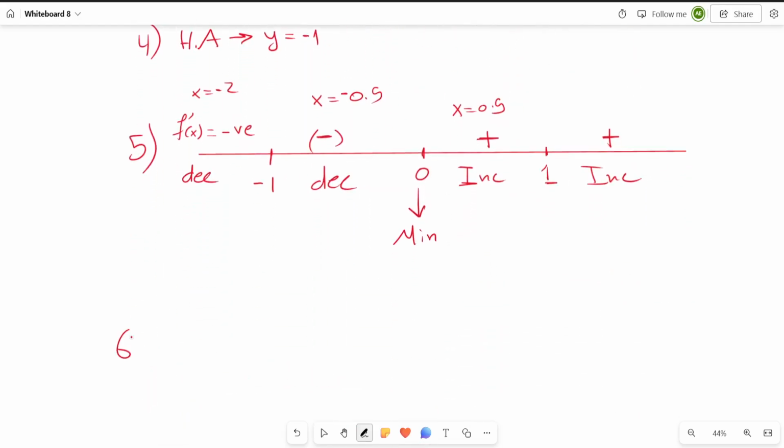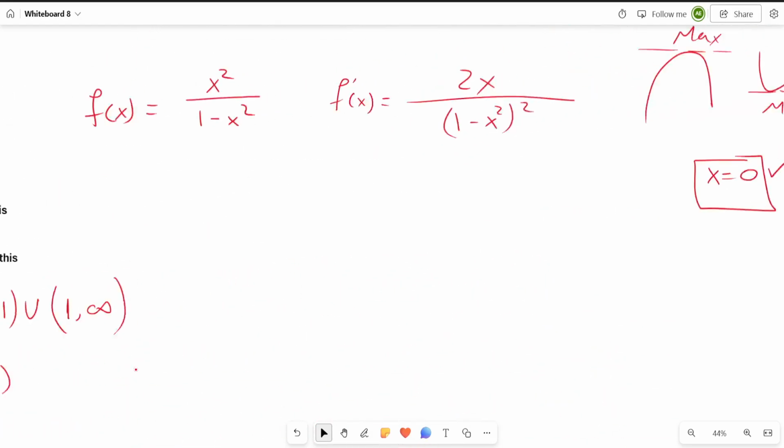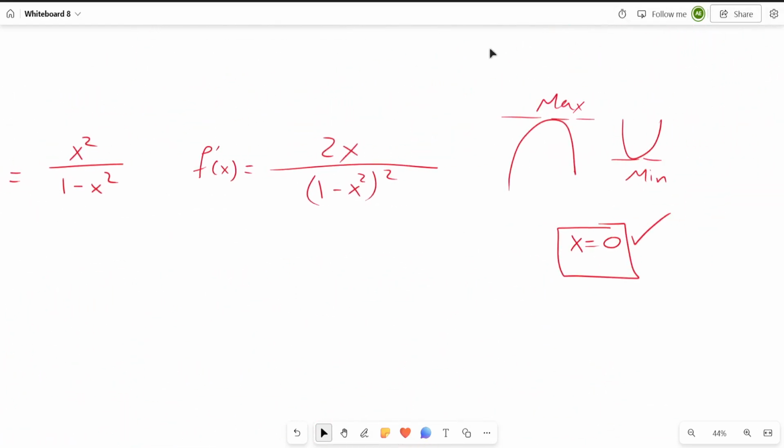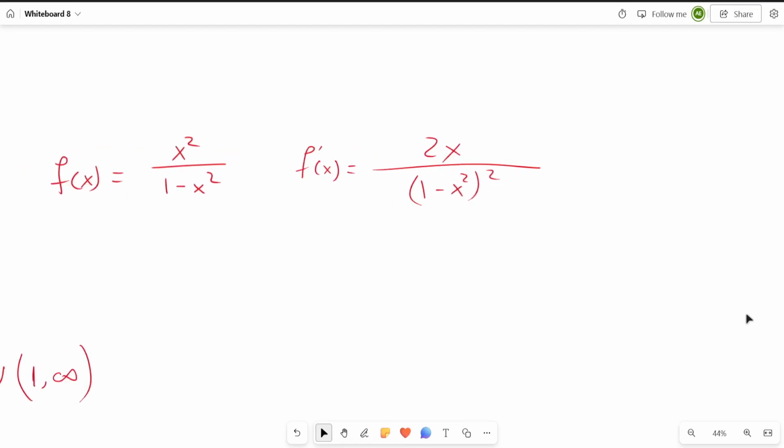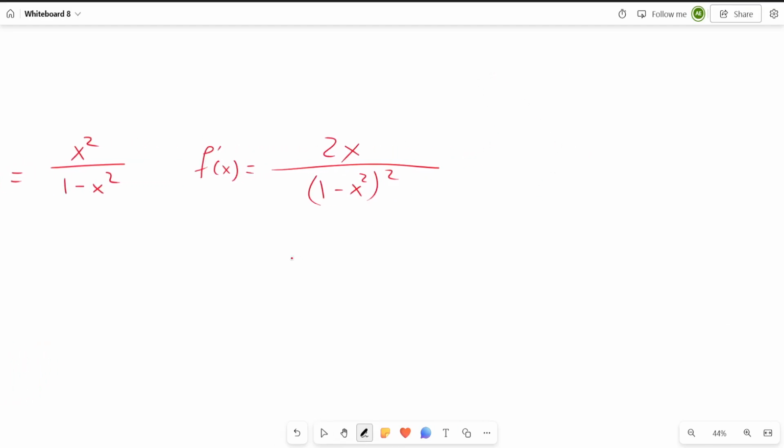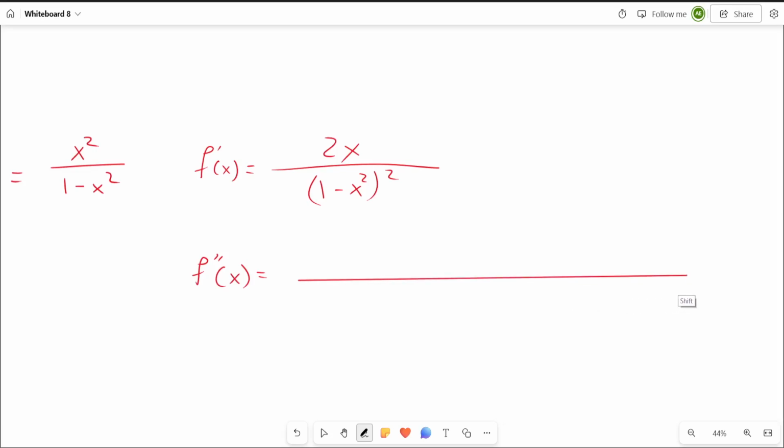So part 6, we're going to do something very similar to here. We're going to differentiate one more time. So if we want to find f double dash of x, that is going to equal, again, the differentiation of the numerator, which is going to be 2, into the denominator, which is (1 minus x squared) to the power of 2, and then minus the numerator, which is 2x, into the differentiation of the denominator.